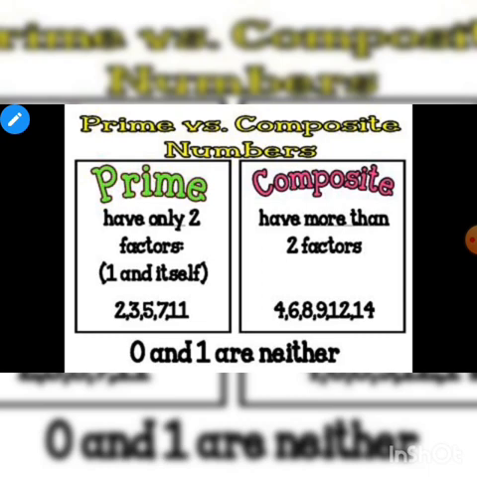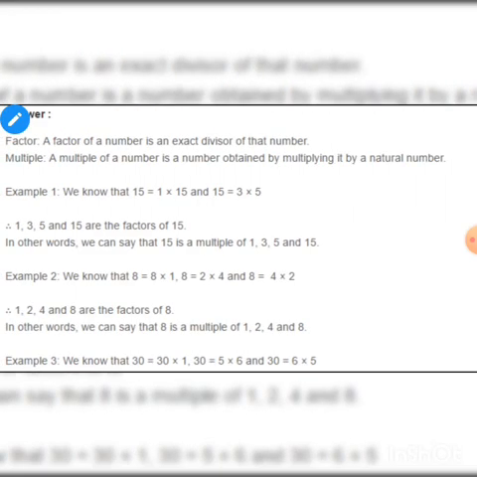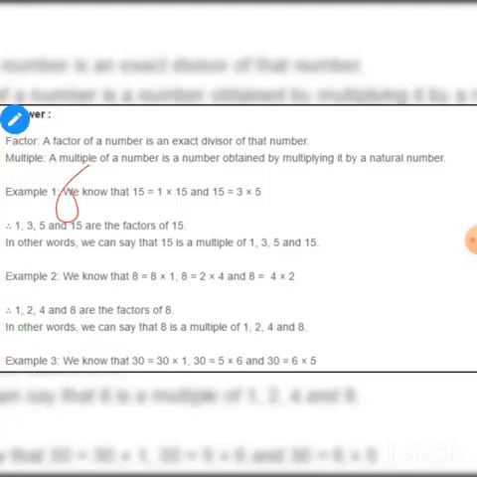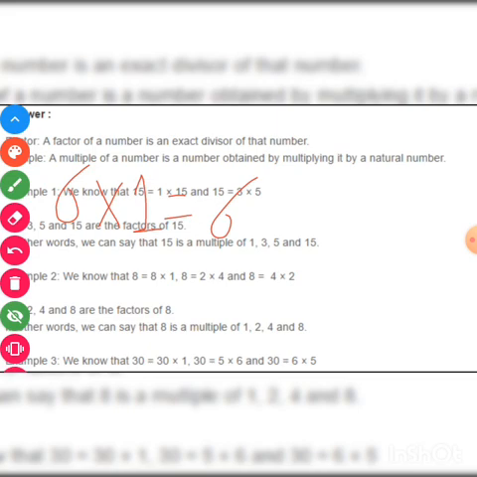Now the next topic we have to study is multiples. As the name itself says, multiples means a number multiplied by other natural numbers. For example, if I talk about 6, the first multiple of 6 is when you multiply 6 by 1, you get 6. So the first multiple of 6 is 6.